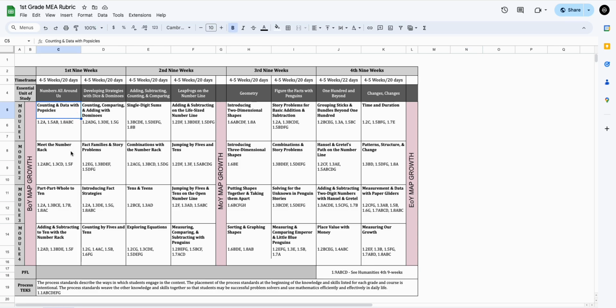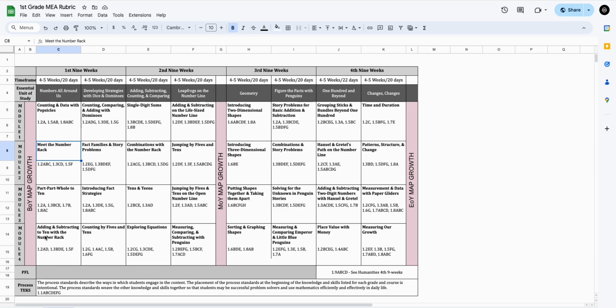So data, and then we're going to use the number rack, and how to do addition with the number rack. We're also going to do part whole to 10. That's basically our way of adding whole numbers. And then we're also going to show how to add tens or two-digit numbers on the number rack.